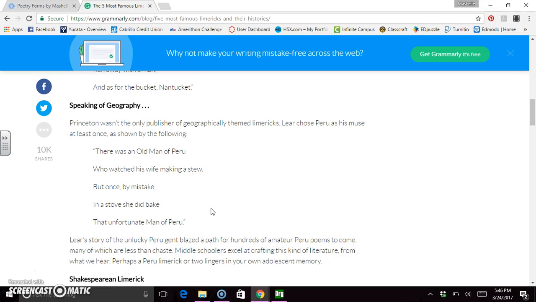So again, like the Nantucket one, it's playing on it. So definitely showing that wittiness to it.